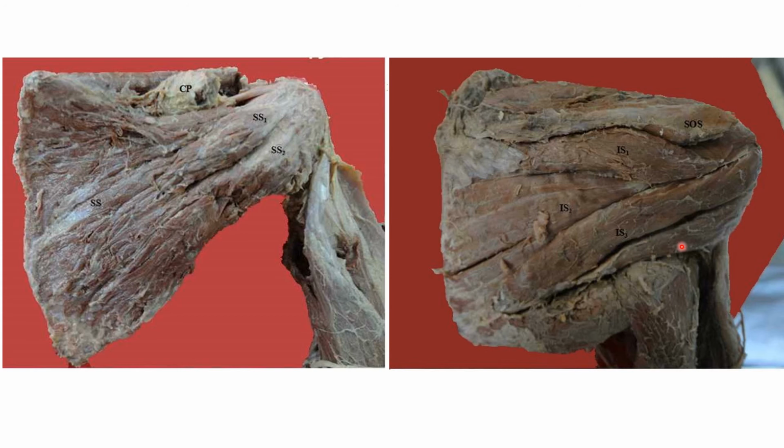Now, the small muscle is teres minor muscle. It takes origin from the upper two-thirds of the dorsal surface of the lateral border of scapula, and it inserts over the lowermost impression present over the greater tubercle. This muscle is teres minor and this muscle is the long head of triceps.